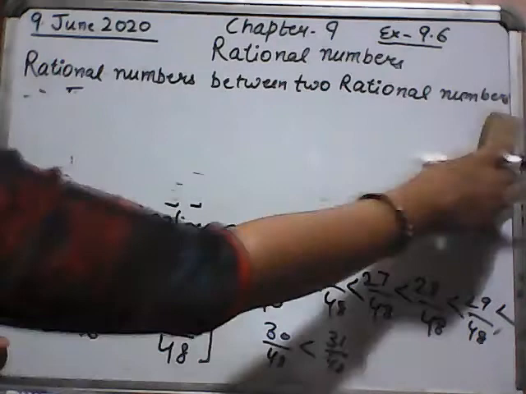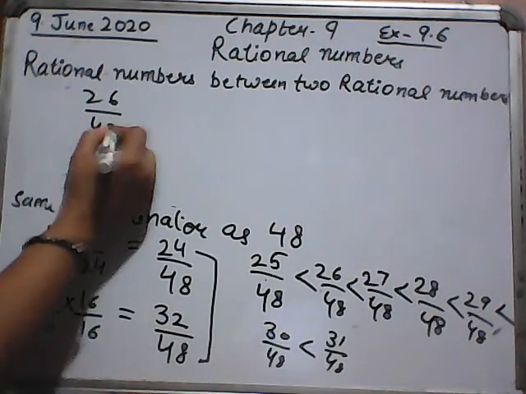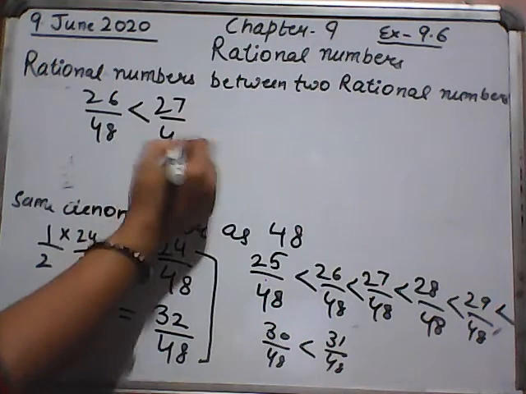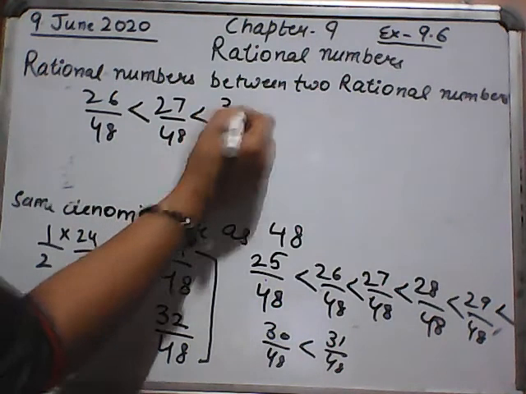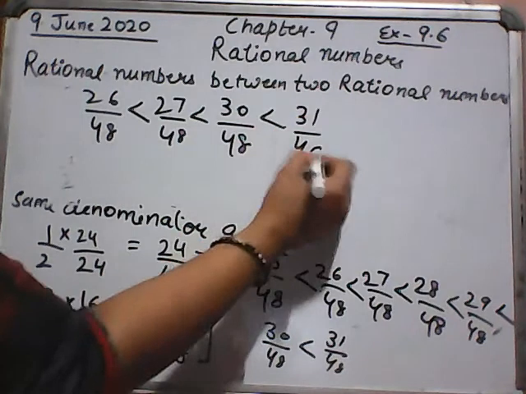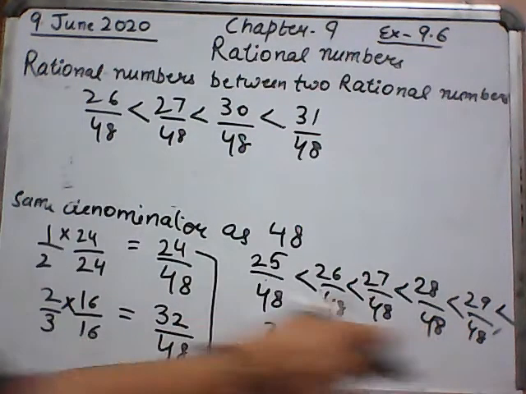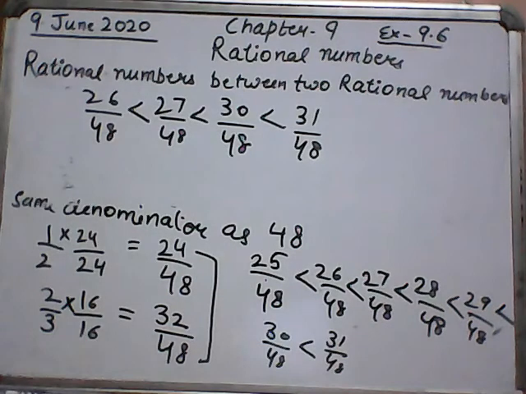Suppose we take 26 by 48, 27 by 48, 30 by 48 and 31 by 48. These 4 rational numbers can be any rational numbers out of these 7 rational numbers.